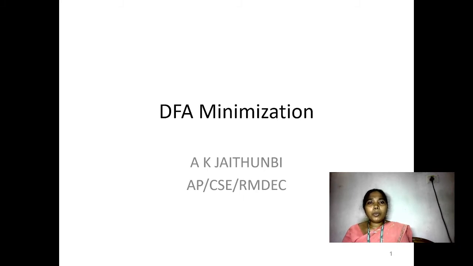So today let us see deterministic finite automata minimization. You all are familiar with DFA, which is a 5-tuple, right? And we have also studied NFA and epsilon NFA. Now, as computer science students, our main aim is optimization. There are two types of optimization: minimization and maximization.